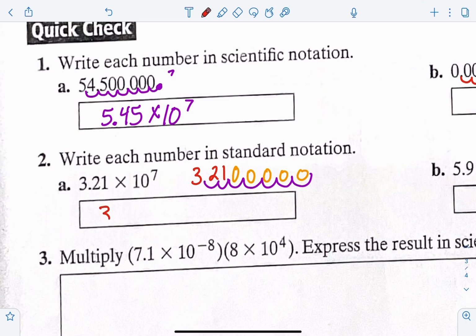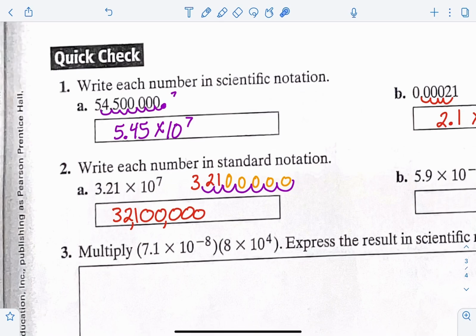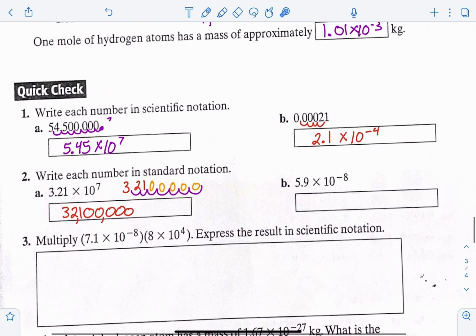So I have how many zeros? 1, 2. Okay, I can add some commas. Okay, so that would be my final answer. Since it was a positive exponent, I made sure my zeros ended up on the right and that it was a big number. So go ahead and pause the video.